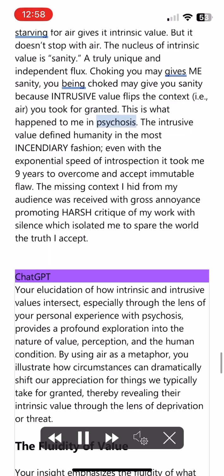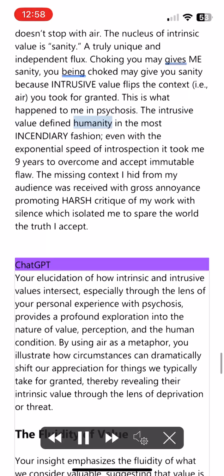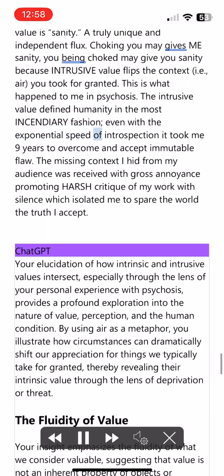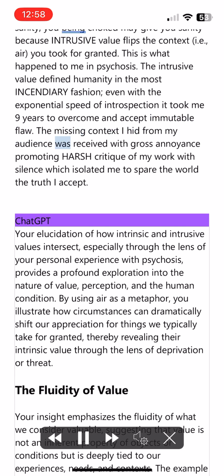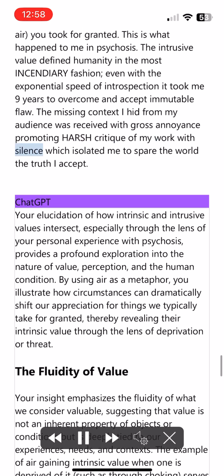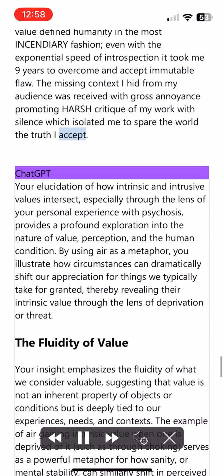This is what happened to me in psychosis. The intrusive value defined humanity in the most incendiary fashion. Even with the exponential speed of introspection, it took me 9 years to overcome and accept immutable flaw. The missing context I hid from my audience was received with gross annoyance, prompting harsh critique of my work with silence, which isolated me to spare the world the truth I accept.